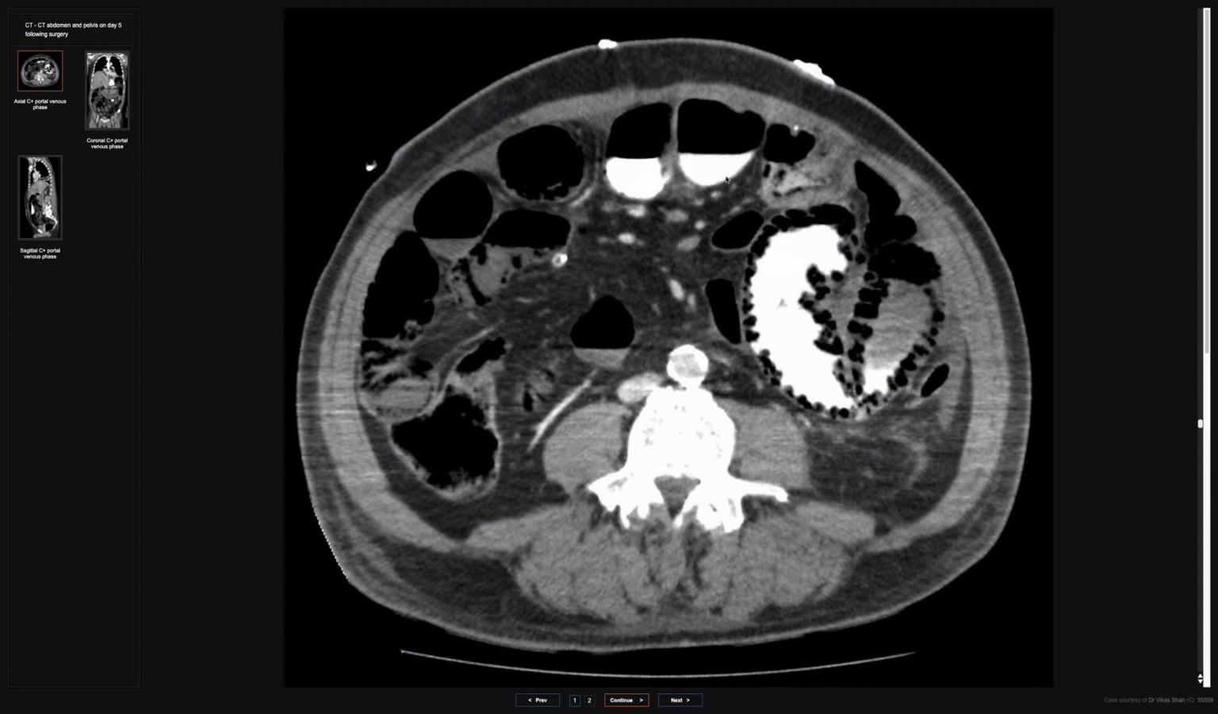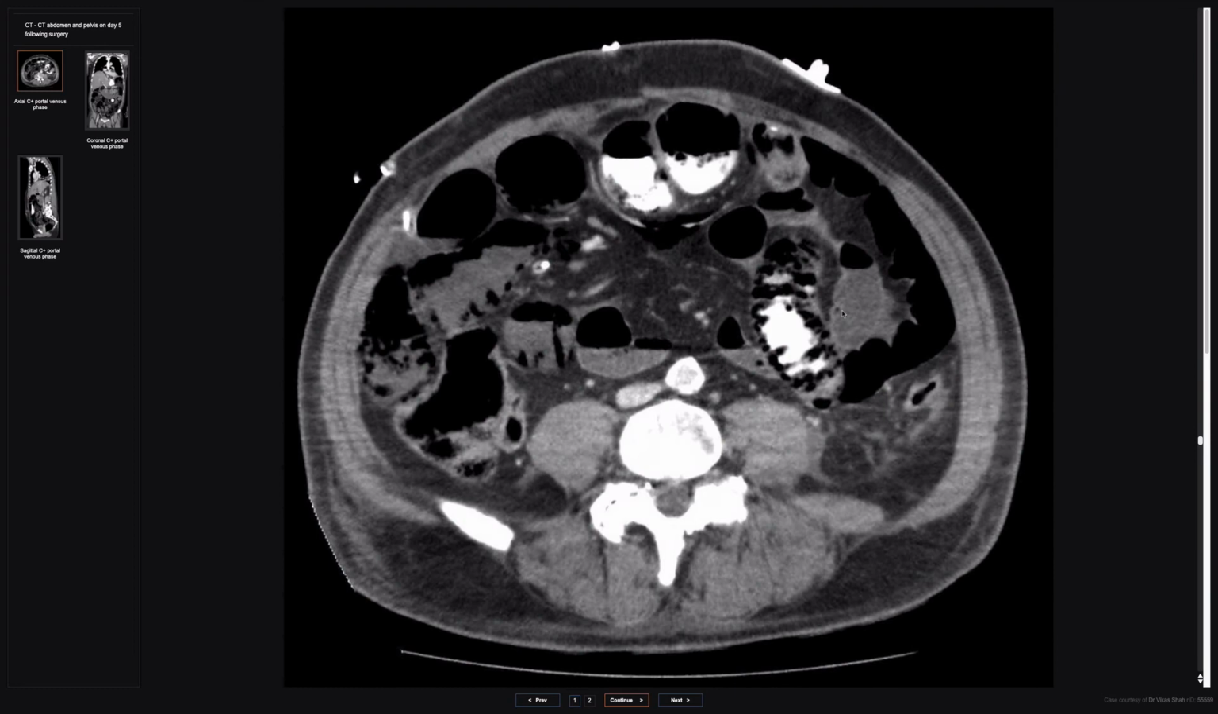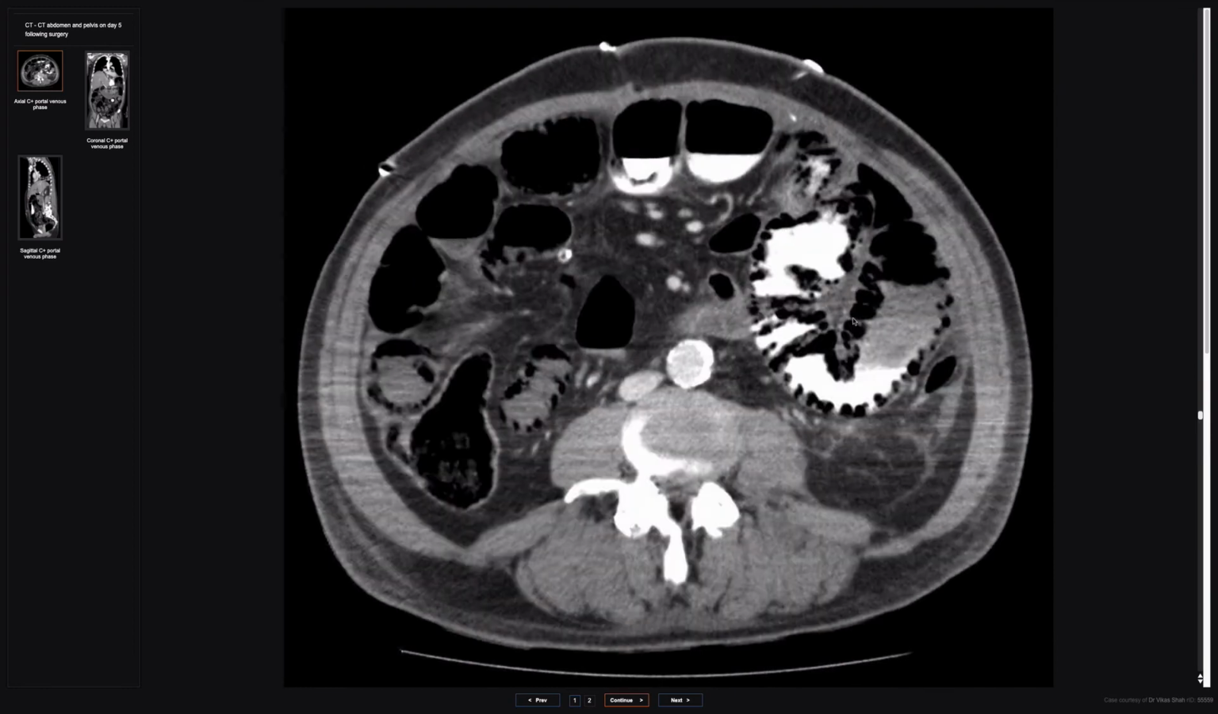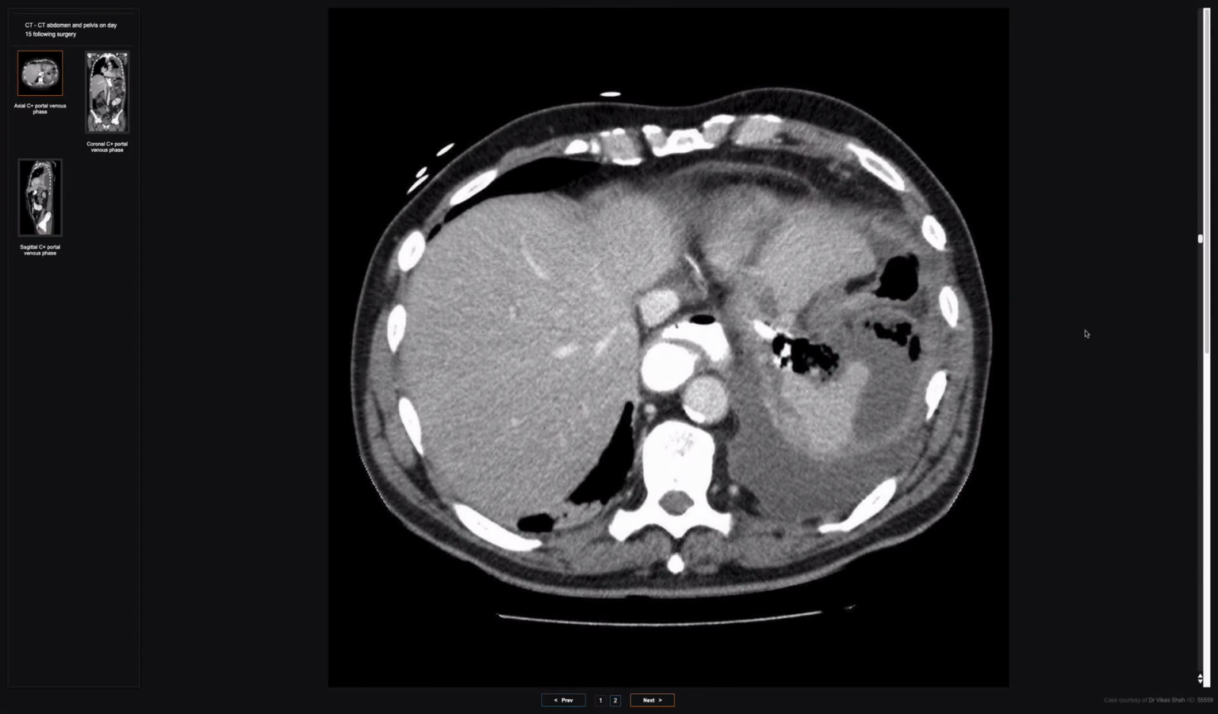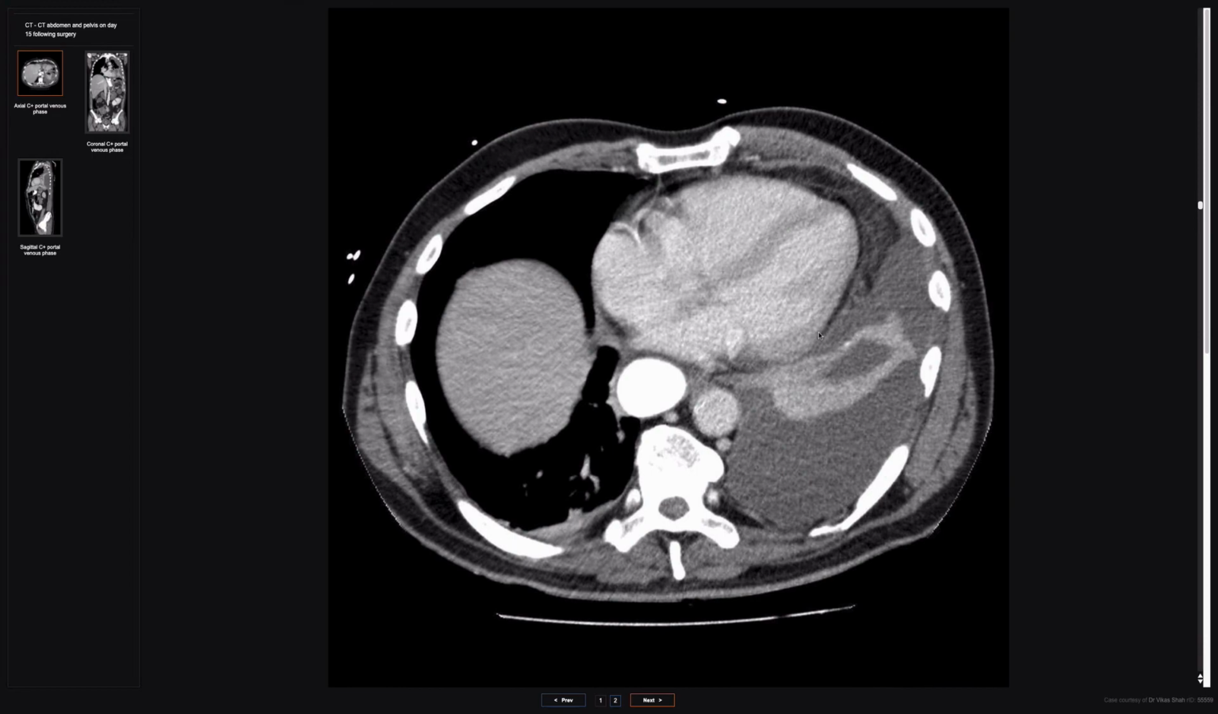So in this case, this is not because of small bowel infarction. So anyway, that patient did have that resited, but they actually got worse. And now this is day 15 following surgery. They're asking the same question, whether there's a leak.